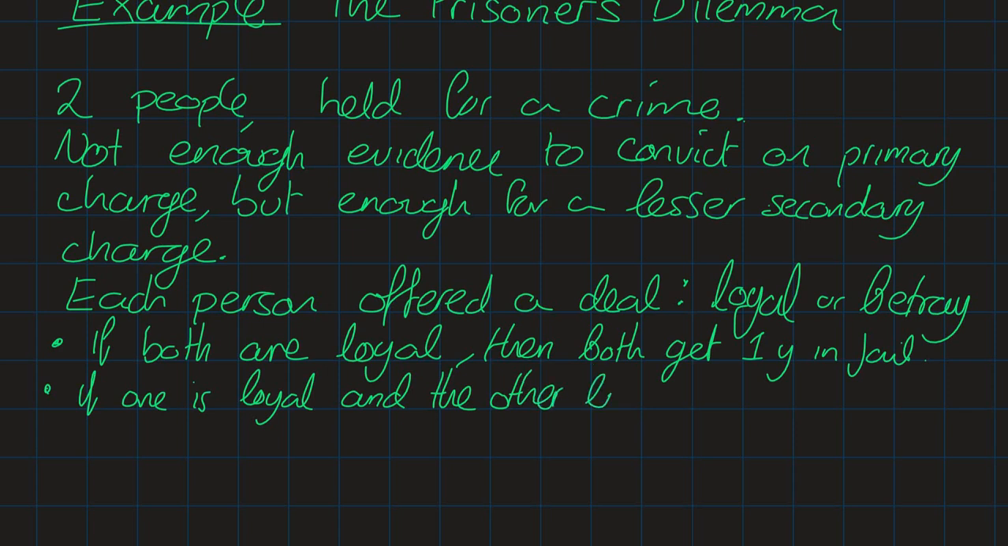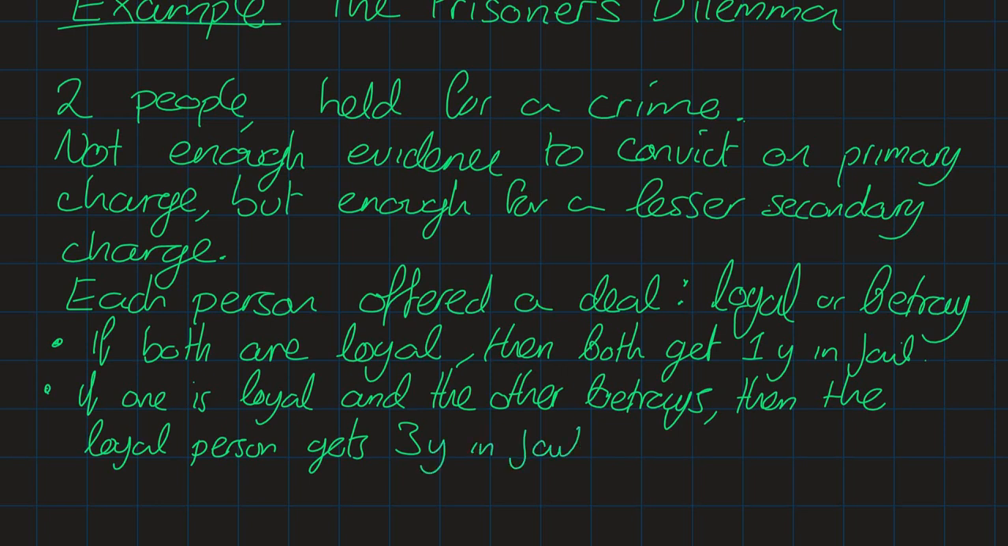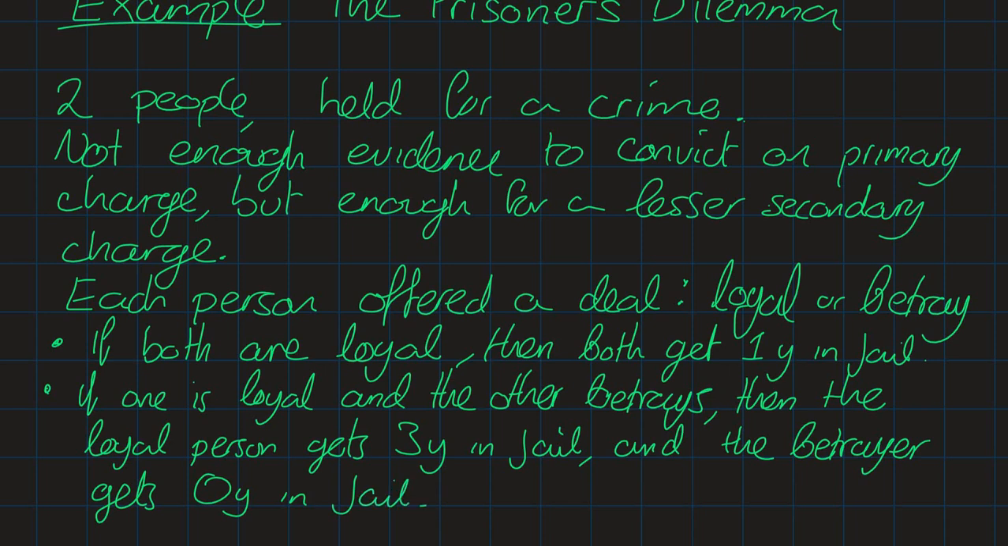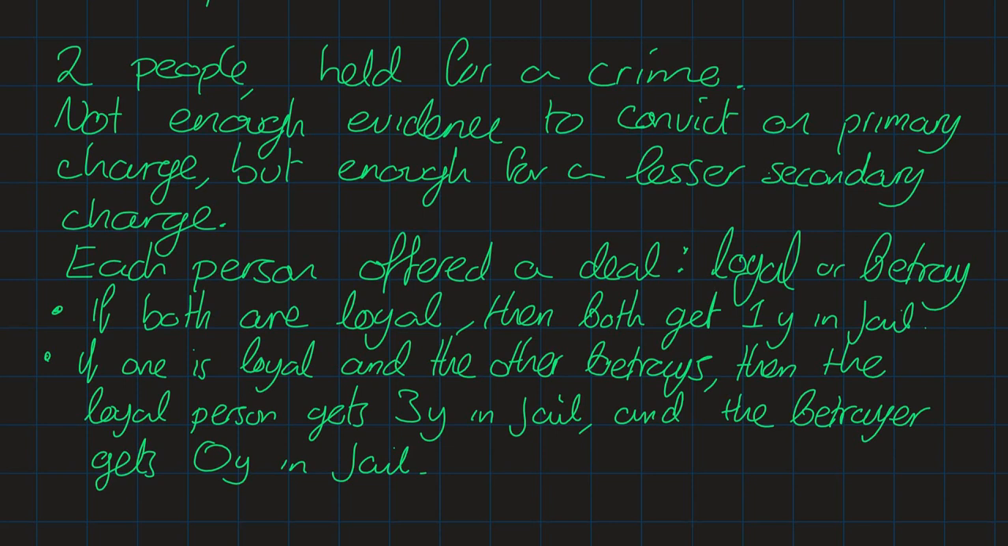So if one is loyal and the other betrays, then the loyal person gets 3 years in jail and the betrayer gets 0. Okay, because the betrayer offered support to the police to help convict the loyal person. And the last option is if they both betray. So if they both betray, then they both receive 2 years in jail.